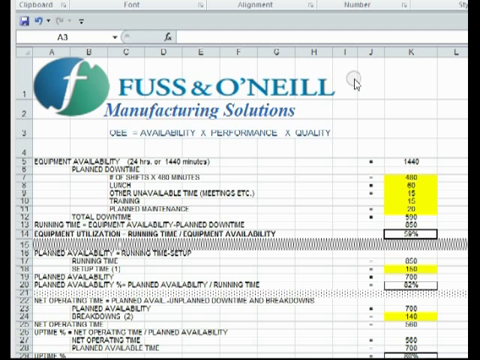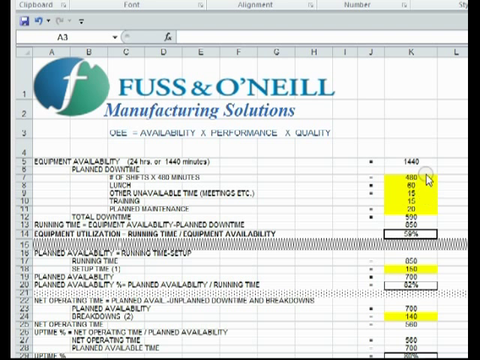What you're looking at is an overall equipment effectiveness, or OEE, Excel spreadsheet. I want to just give you an overview. Now, the calculation of OEE is the availability of the equipment times the performance times the rate of quality. As you're looking at any yellow box, those are the boxes that you would put data into, put numbers into.